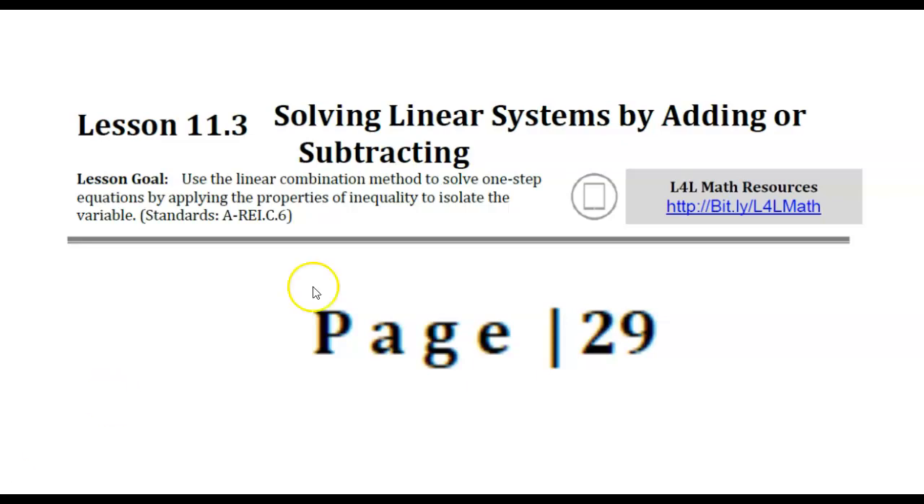Hello and welcome back to Lesson 11.3, Solving Linear Systems by Adding or Subtracting. This will begin on page 29, and here we go.